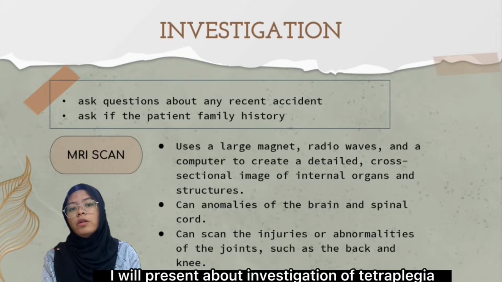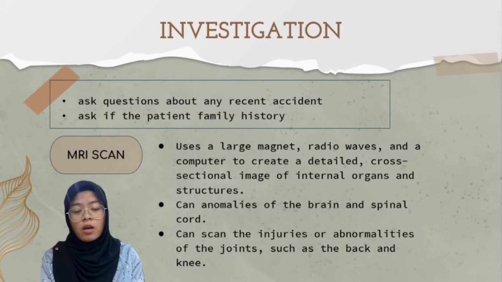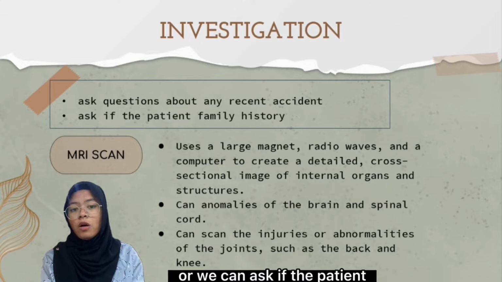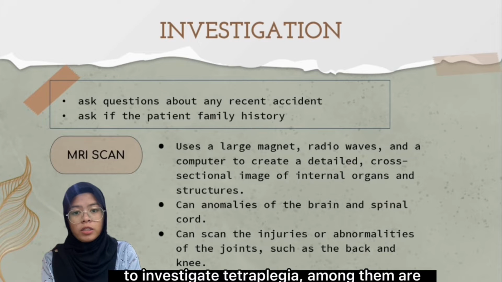I will present about investigation of tetraplegia. To diagnose tetraplegia, we have to assess patient symptoms and medical history. For example, we can ask questions about any recent accident, or we can ask if the patient has any family history of certain conditions. There are many ways to investigate tetraplegia.